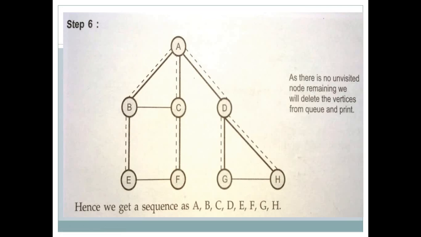Again I am repeating that here I have written A, B, C, D. In any case I can also write A, C, B, D, or I can also write A, D, C, B. You have to keep that in mind. So this is an example of BFS, breadth first search.